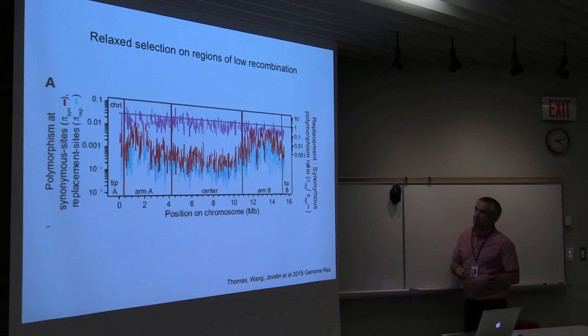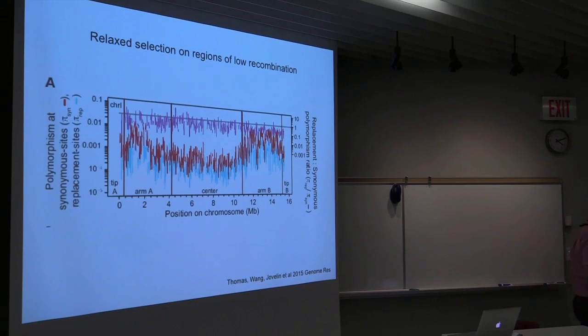The other pattern we observe in the selfing species is weakened natural selection against deleterious mutations in regions of low recombination. So we surveyed nucleotide variation in the entire genome of one of the selfing species, C. briggsae, and this is showing you the first chromosome, chromosome 1. Chromosomes can be divided into different domains based on their recombination rate. So recombination is low in the center and much higher in the arms or the tips of the chromosome.